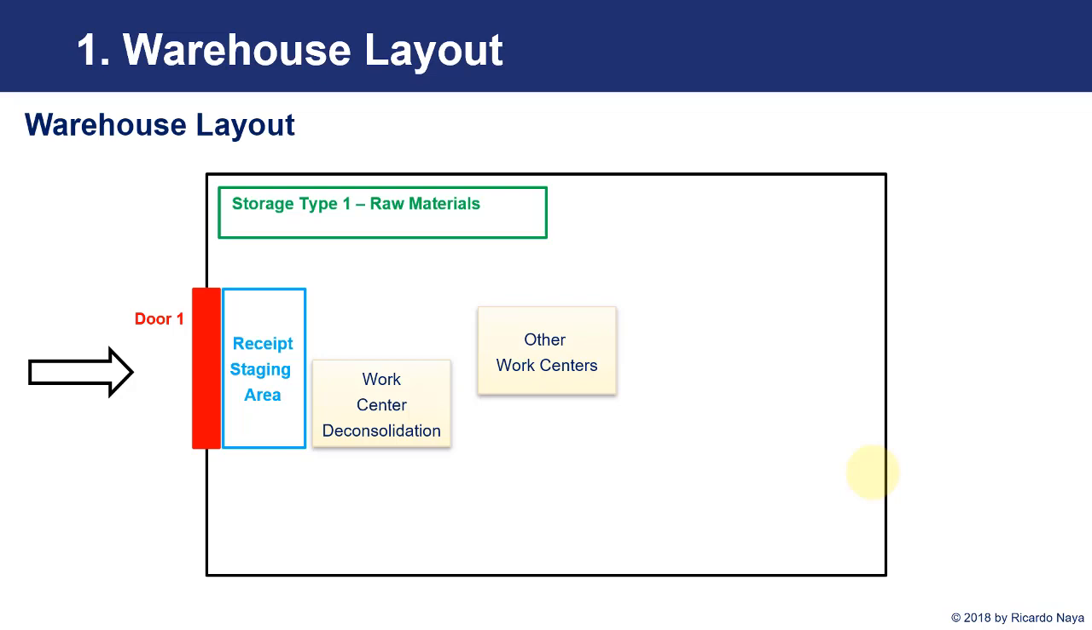We might have different work centers for different activities. For instance, imagine for quality inspection or for counting. And for that, we need to use a work center. We need to define a work center in our EWM functionality for doing these activities.